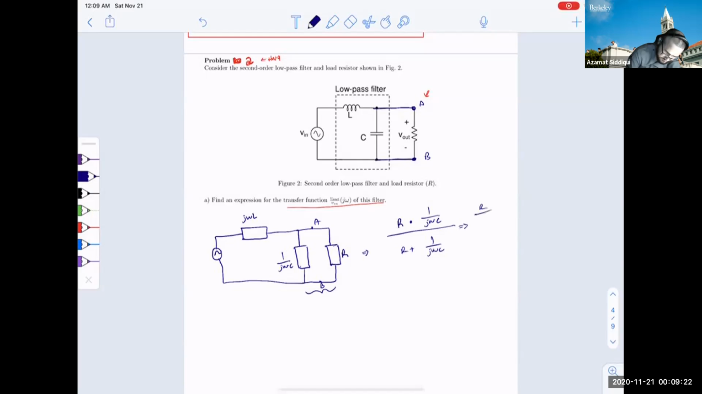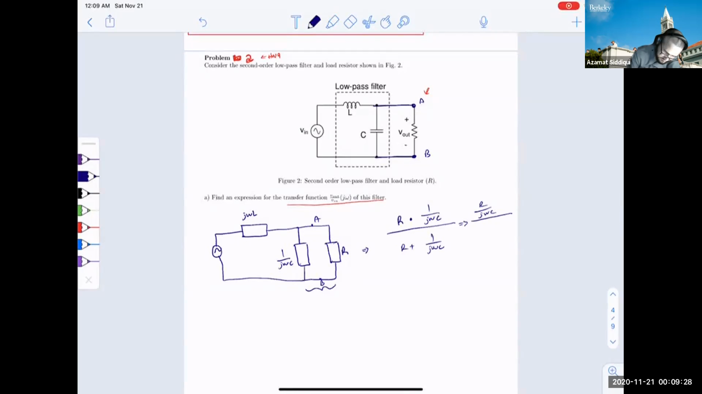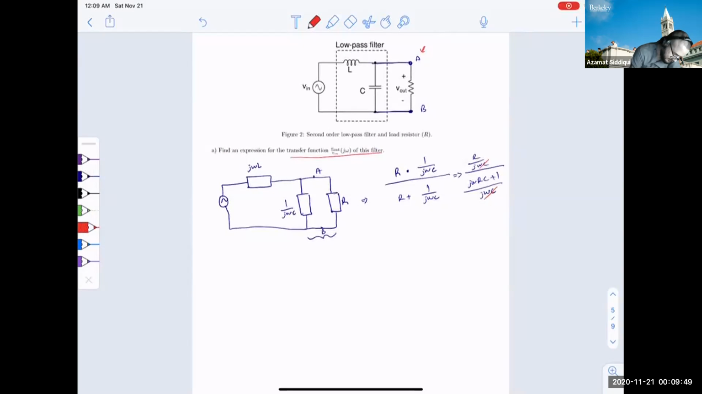This becomes R over j omega C. The denominator becomes j omega RC plus 1 over j omega C. We can cancel out, since both of them have j omega C in the denominator, that term, and the equivalent load becomes R divided by 1 plus j omega RC.